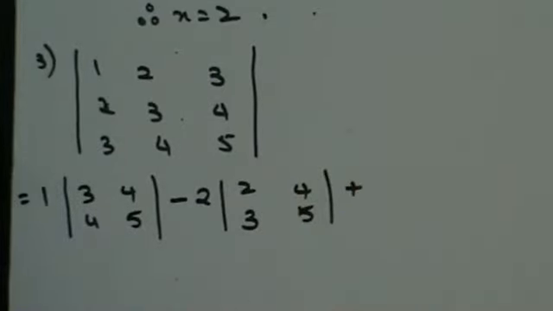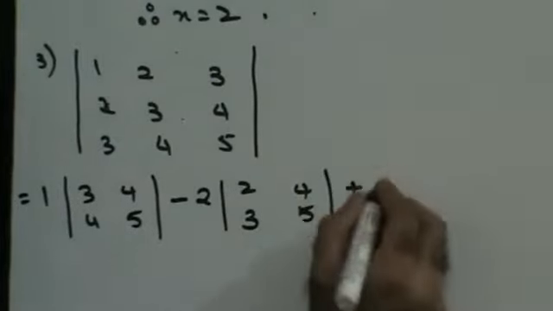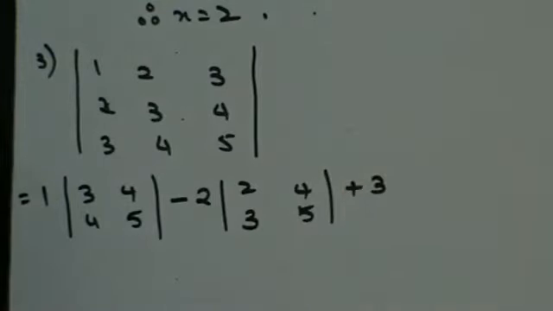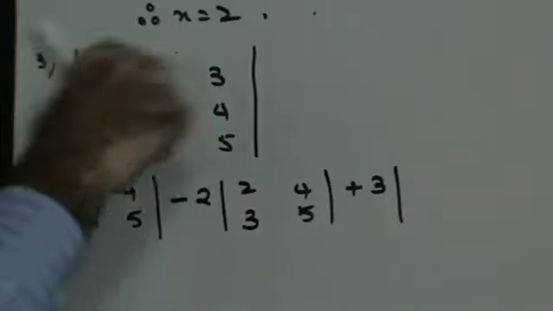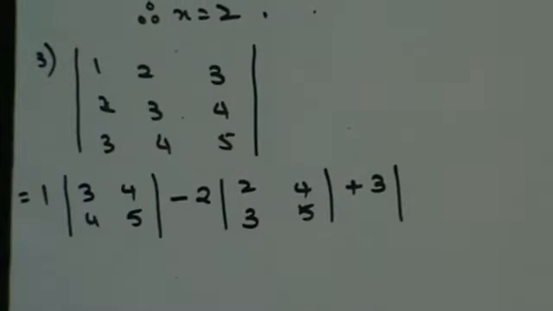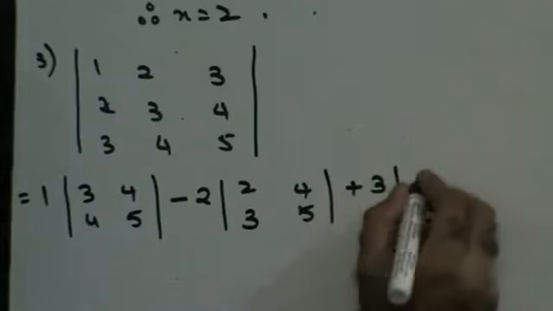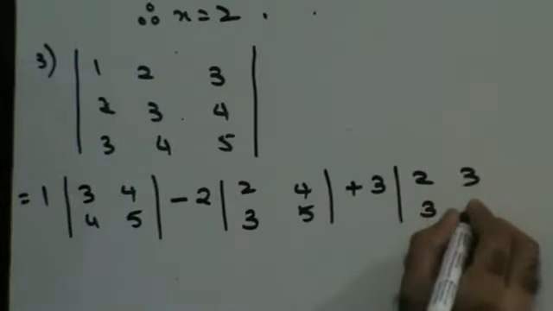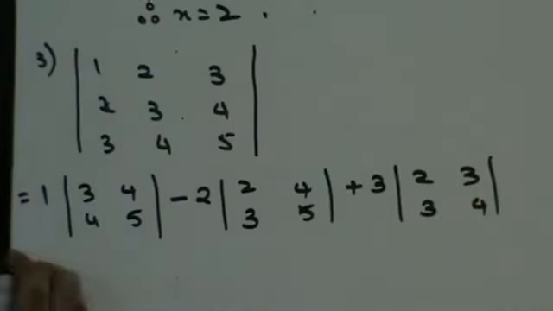Plus. Why plus? That's a part of the formula. Take the third element of the first row. Once I take the third element of the first row, that means I cannot take the first row and the third column. That means I will have 2, 3, 3, 4.